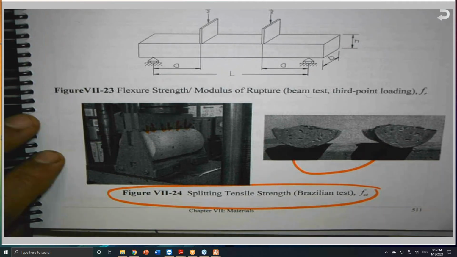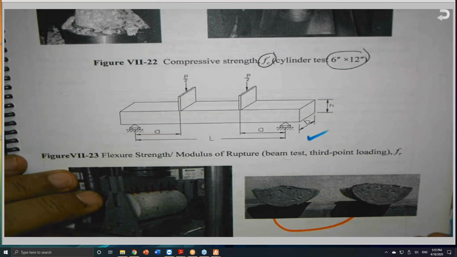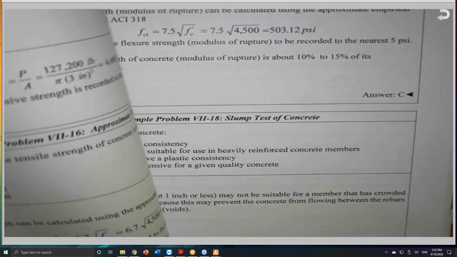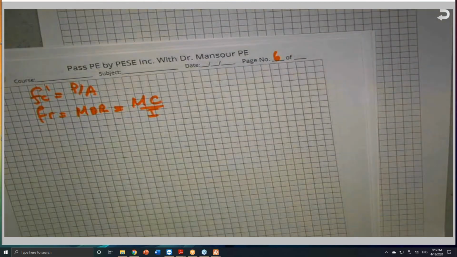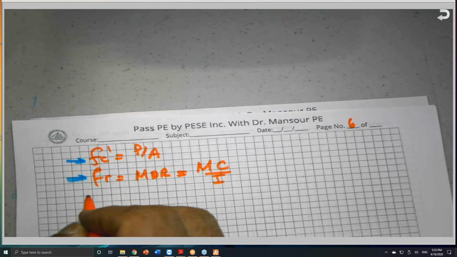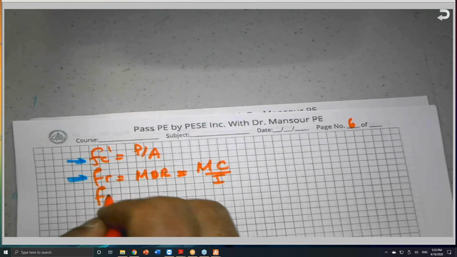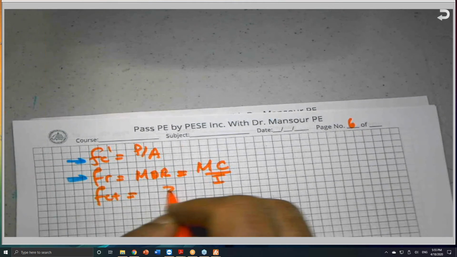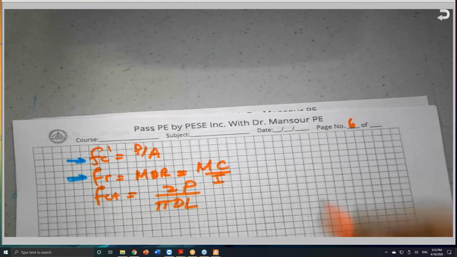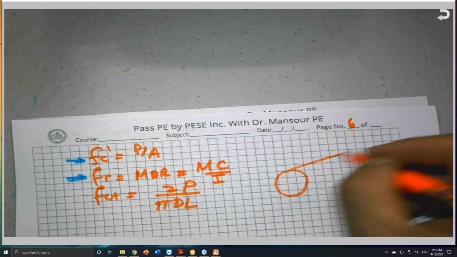This is a beam test, by the way. Here is a picture for the beam test, third point loading. And for the splitting tensile strength, they came up with an equation, and there is no need to derive that, because F sub CT is equal to 2P over pi D L, where D is the diameter of the cylinder. This is how we apply the load.